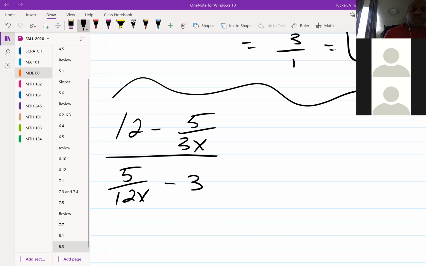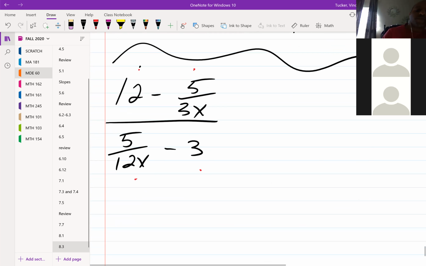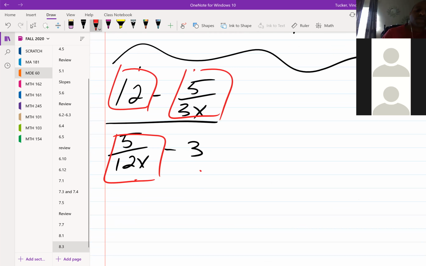All right, so here we have 12 minus 5 over 3x, and then 5 over 12x minus 3. So notice we have a different setup here. We have separate terms. We have 4 separate terms. These are not combined as one term or one fraction. On the last one, we had one solid fraction over one solid fraction. That's when method one is most efficient. But when you have separate terms, then method two is the best one to use.